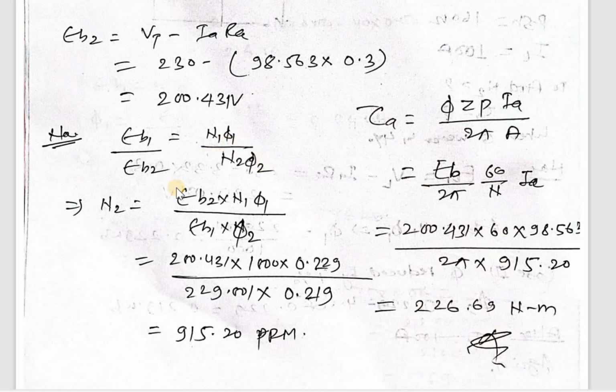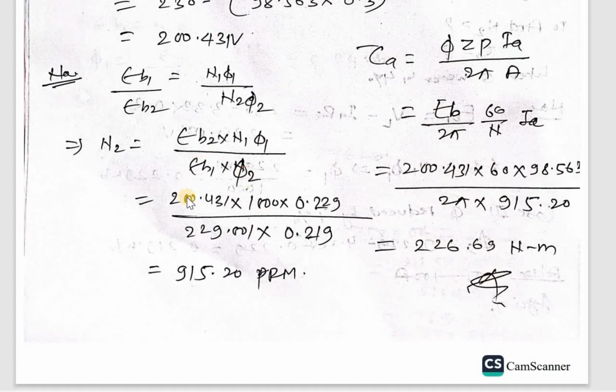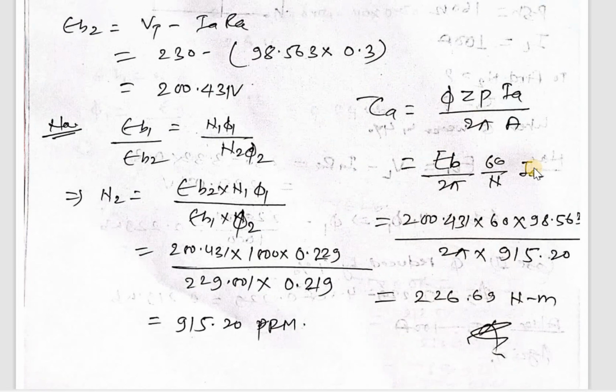Now EB1 upon EB2 equal to N1 phi1 upon N2 phi2. So from here we can get the value of N2. N2 equal to EB2 into N1 phi1 upon EB1 into phi2. Then put all these values, we can get the value of speed. And again the value of torque.